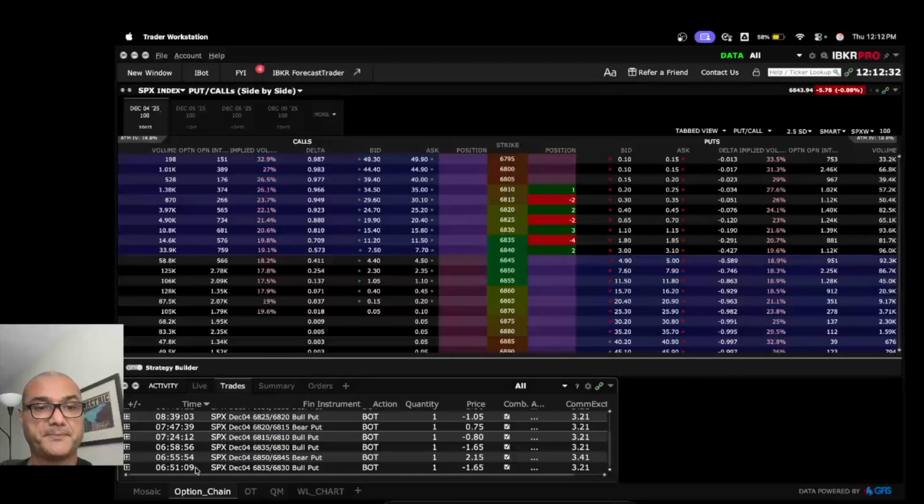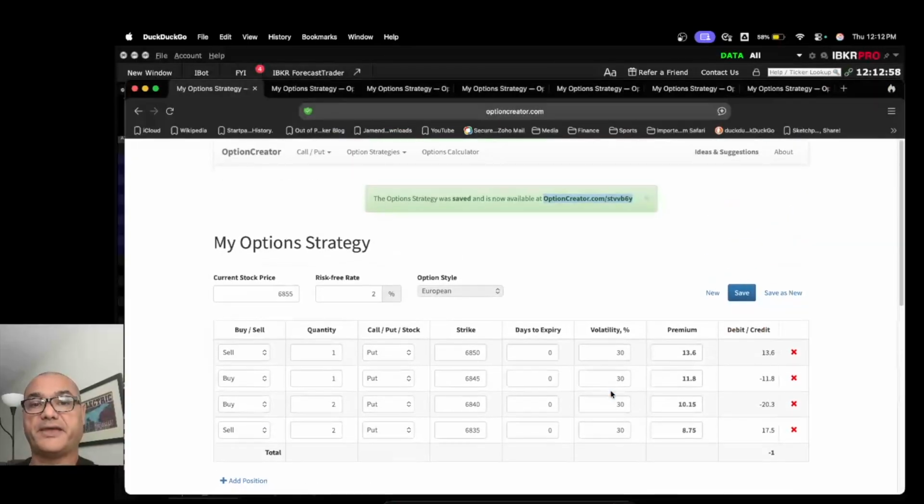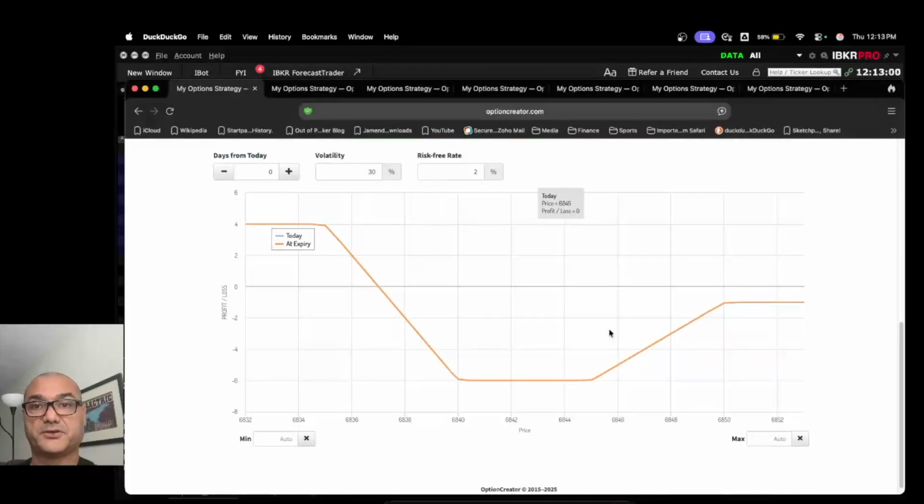So starting at about 6:51 a.m., and this is Pacific time, by the way, is when I started to make adjustments to the position. And we can see that one of the things I did here is I did a 3530 put spread. So let's take a look at how that affects this current structure.